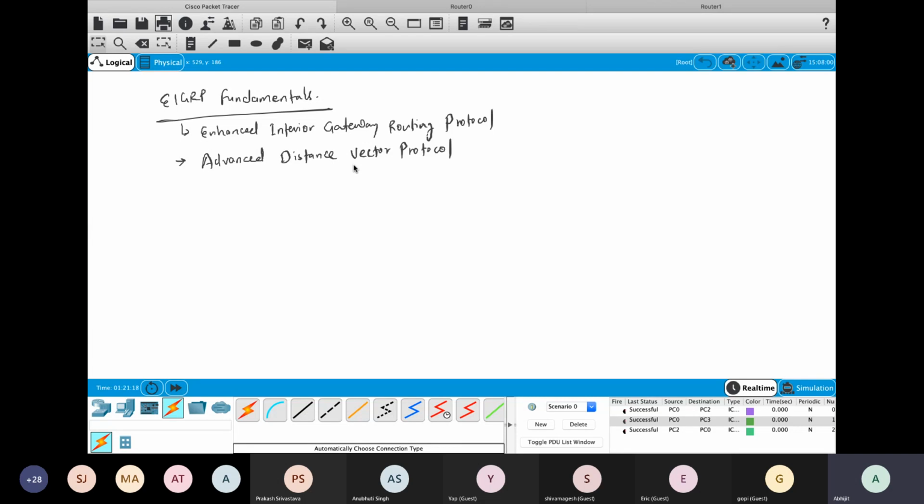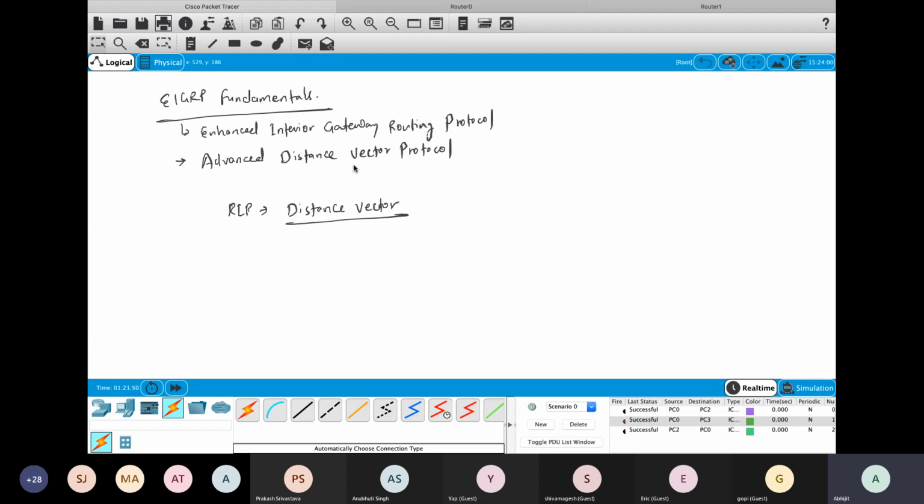Okay, Advanced Distance Vector Protocol. I'll talk about why this is called an Advanced Distance Vector Protocol, because we have seen how RIP actually works, and RIP is what is called a Distance Vector Protocol. Why is RIP called a Distance Vector Protocol? Because it makes the forwarding decision based on how far the destination is situated, which means it takes the forwarding decision based on the number of hops that the destination network is away.